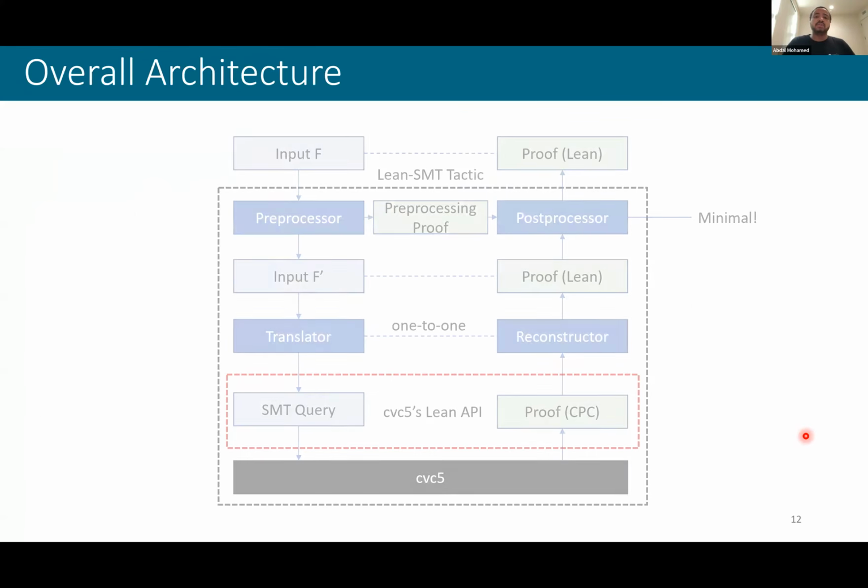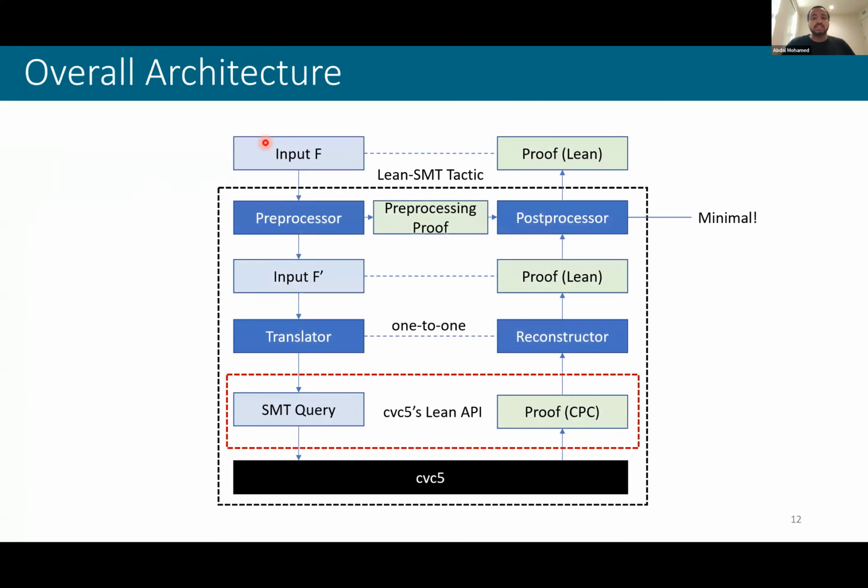So this is the overall architecture of what the tactics look like. We start with an input formula F. We pre-process it first to get a simplified version of it. We call that F prime. And then that one goes through the translation layer. This is a very simple layer that tries to be as simple as possible to give us an SMT query. And then we use CVC5 to solve that query, and we get the proof.